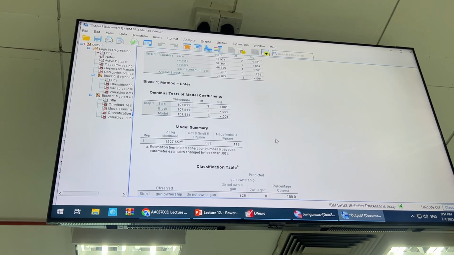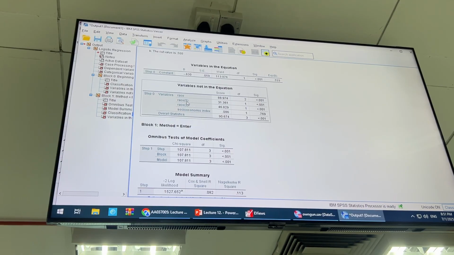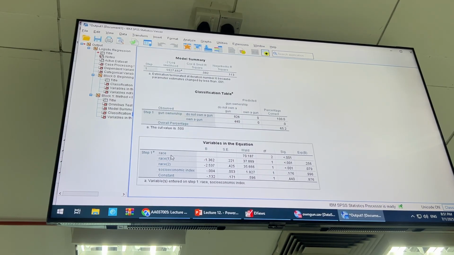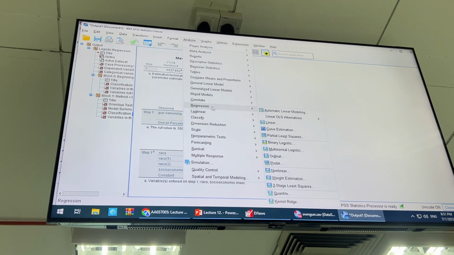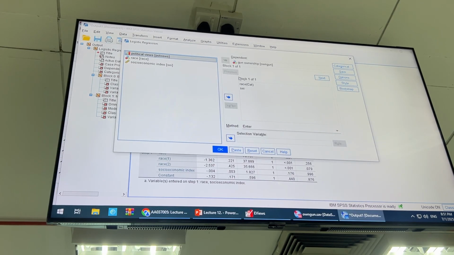So SPSS creates the variable so that now we have the white category. I haven't put the regression variables yet. For the covariates, you put views, SEI and race, and you tell it that race is categorical. Okay, understand?